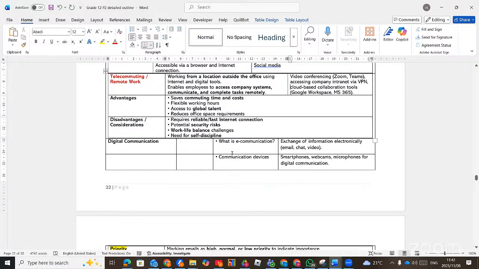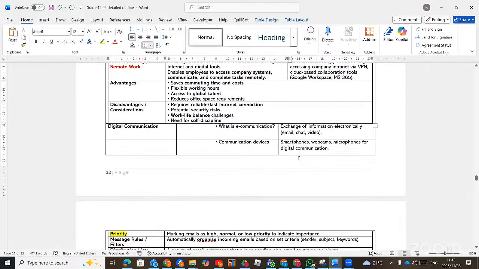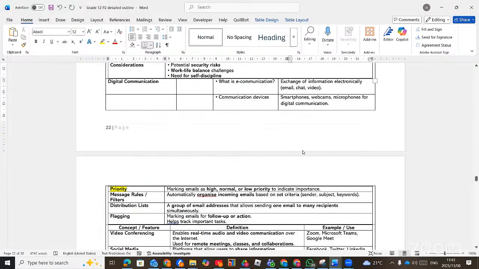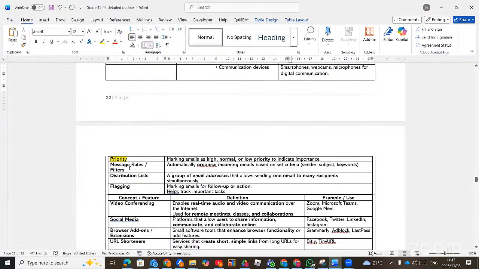Digital communication, or e-communication, is the exchanging of information electronically, like using emails, video conferences, and others. And then we have different communication devices like smartphones, webcams, microphones. Then you also need to know these: emails, priorities, flagging.